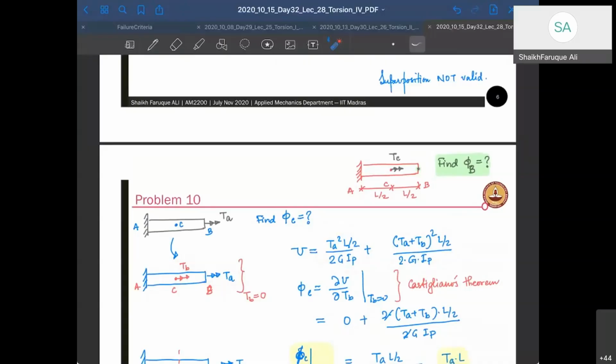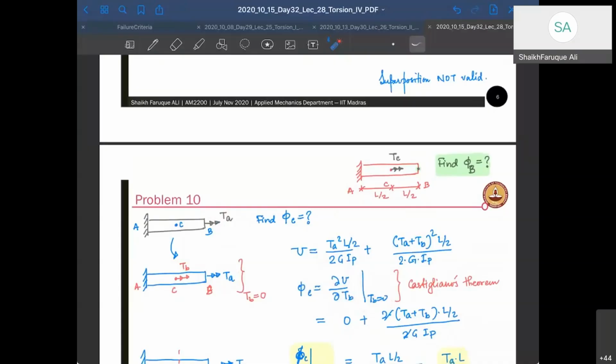Now, if you want to find the deformation at this point, you need to give a load here and take the derivative with respect to the load at that point. So the deformation at this point cannot be given by taking a derivative with respect to TA. You have to take the derivative with respect to the load at point C. There was no load here, so we gave a fictitious load. So phi of C is going to be del U by del TB, and then I'm going to put TB equal to 0 after we solve it, because TB was not there initially.